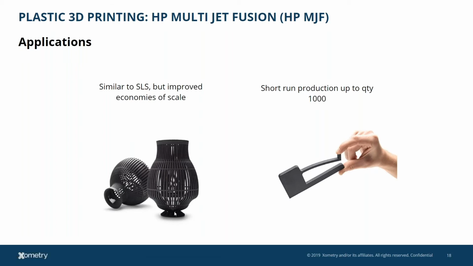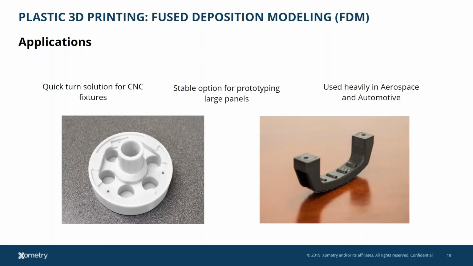But because it's gray, you can't do things like dye it red or dye it yellow like you can with SLS nylon. FDM, probably very common if you're used to seeing desktop printers. You're going to see that spool of filament being deposited through.